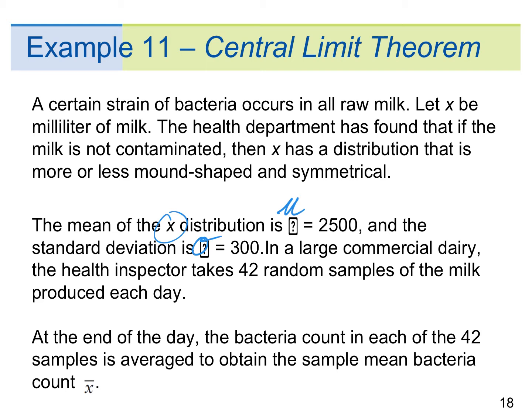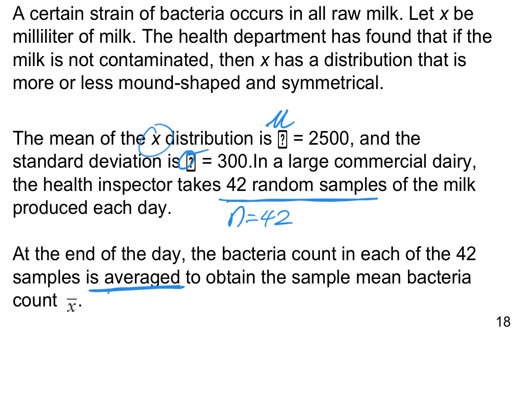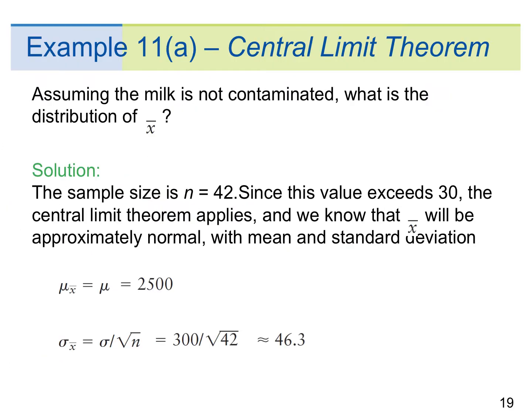In a large commercial dairy, the health inspector takes 42 random samples. Oh, so n is 42. So far, the central limit theorem is met. At the end of the day, the bacteria count in each of the 42 samples is averaged, that means mean, to obtain a sample mean of bacteria, which we call X bar. We are now at 7.5.